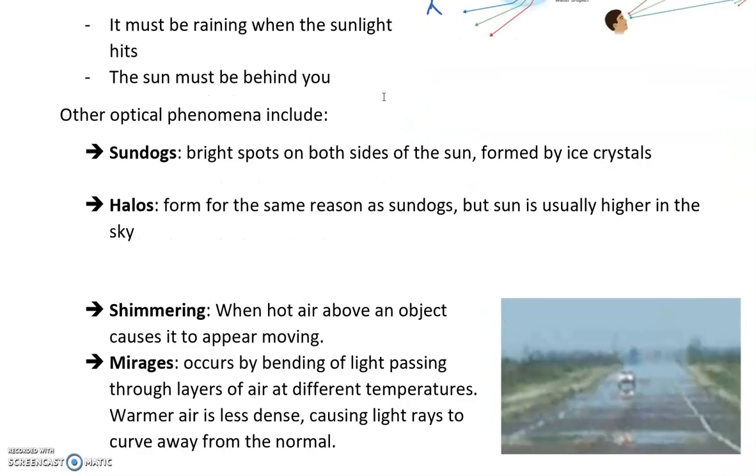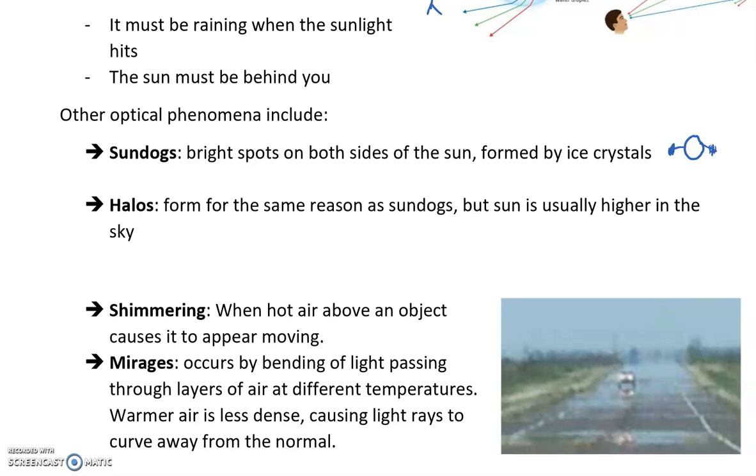There are a few other optical phenomena that I've included here that you can get into more detail if you're interested in your project for this unit. One is sundogs. If you're up really early and it's really cold outside, what you'll occasionally see is what looks like these really bright spots on both sides of the sun. Kind of looks like you have these little glowing bits, and that's because the light is actually reflecting off of ice crystals in the air along the ground.